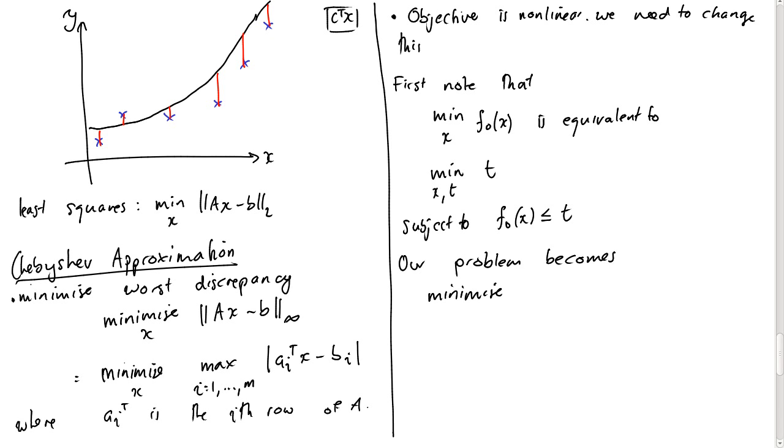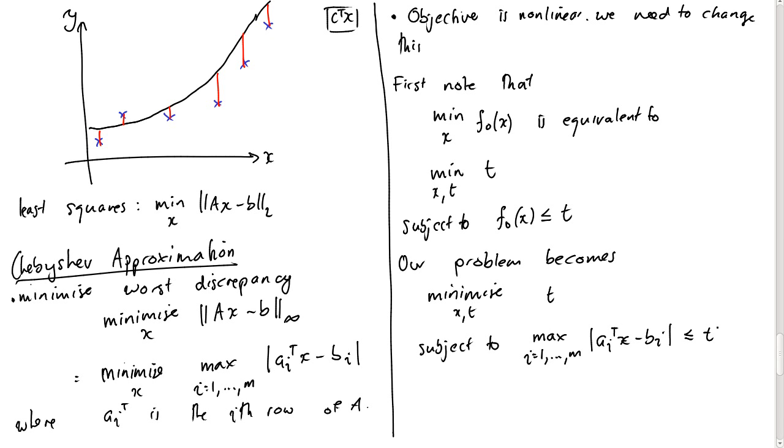Minimize over x and t, our objective t, subject to the maximum, just plugging in f0 from before, of the absolute value of ai transpose x minus bi is less than or equal to t. Okay, so we're saying that the largest component of our residual, the absolute value of that, has to be less than or equal to t.